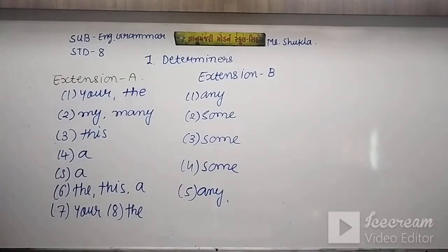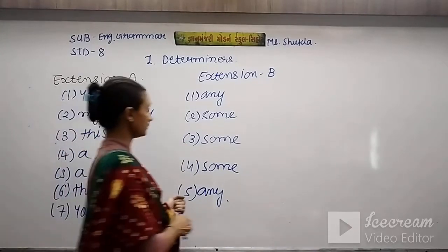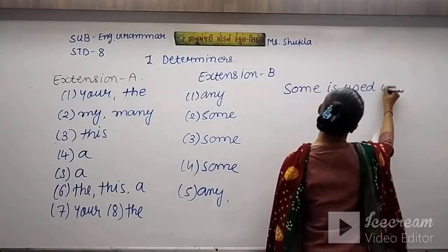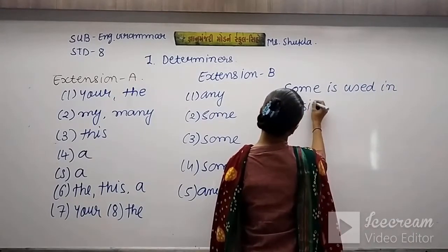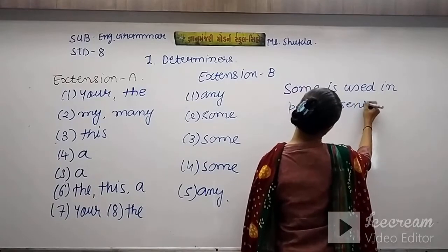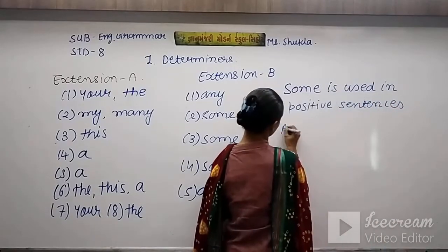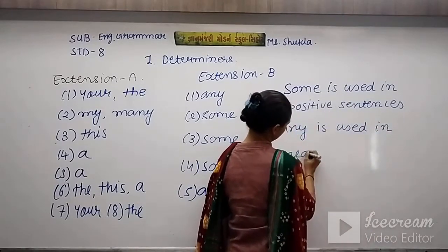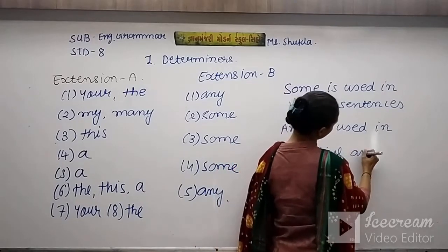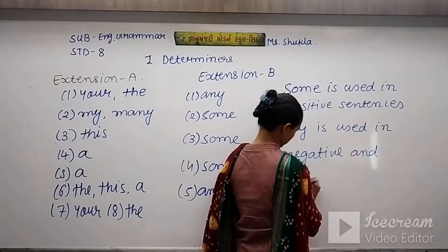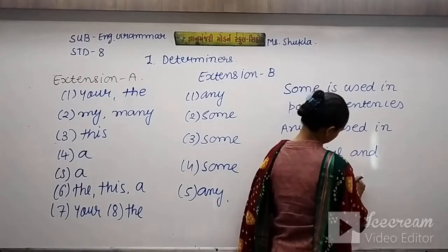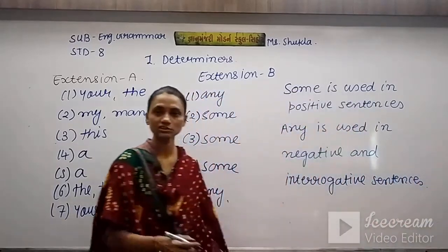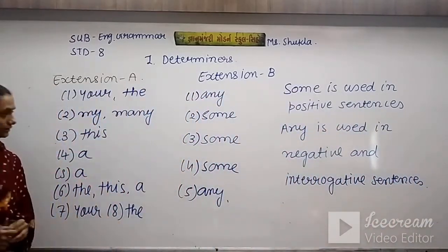Now I would like to give you this description about any and some. See. Any is used in negative and interrogative sentences. This description you have to keep in your mind. Please note down this, students.